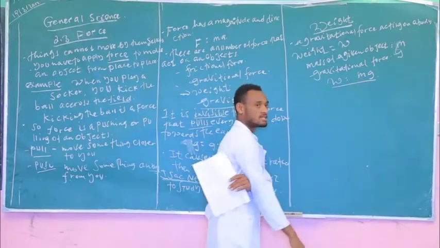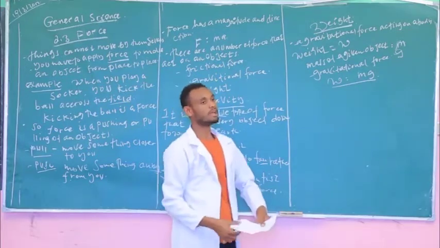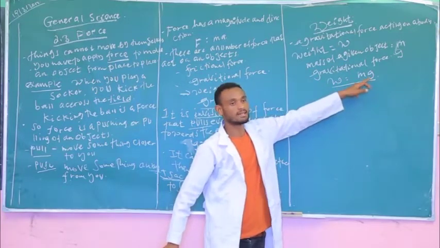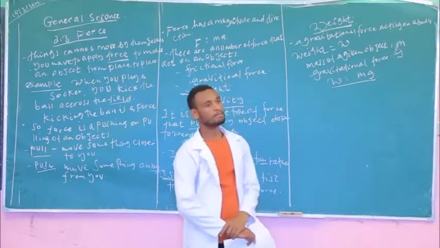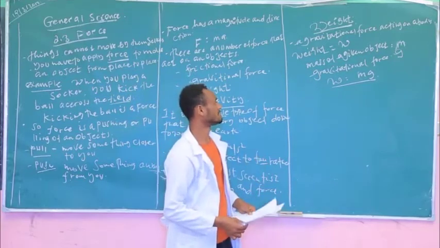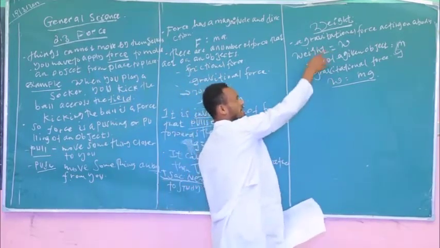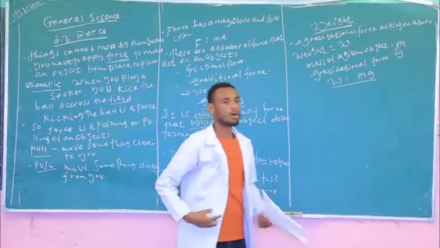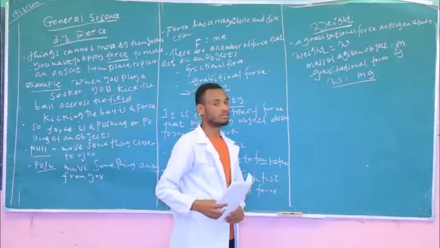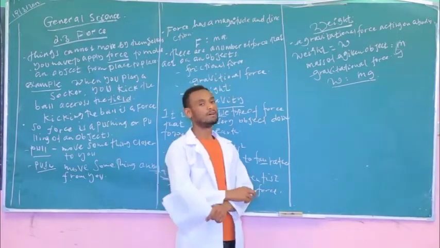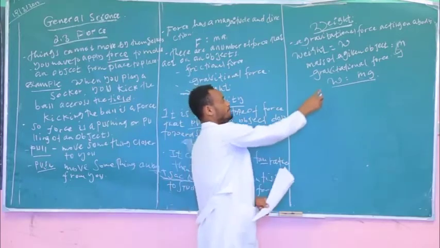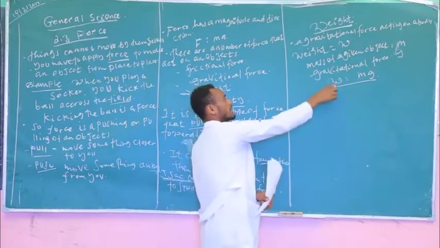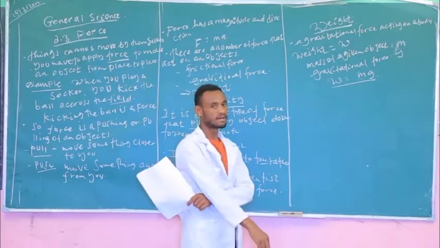Here m is the mass of a given object. Here there is a gravitational force that acts on a given mass of an object. So weight is a gravitational force acting on a given mass. Thank you very much, students. I hope you have got some concepts about weight, mass, and gravity.